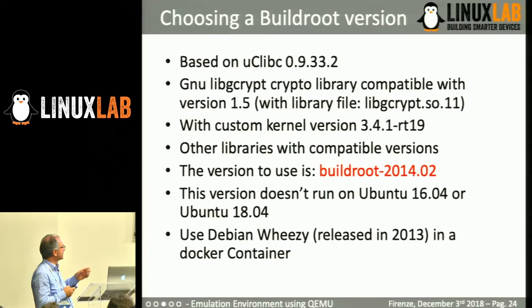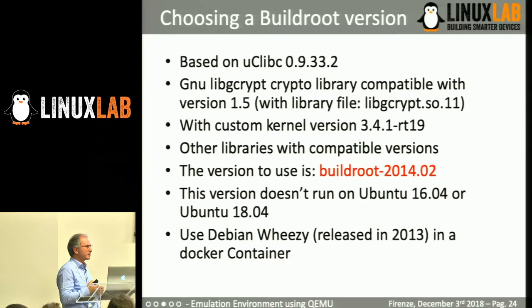But the problem is that if you use an older version of Buildroot, it doesn't run on a newer version of Linux. So for this reason, it is needed to run it on an older version of Linux, for example, on Debian Wheezy that was released in 2013. So the easiest thing to do is to use a Docker container instead of a virtualized environment, because it is faster, for sure, faster to use.